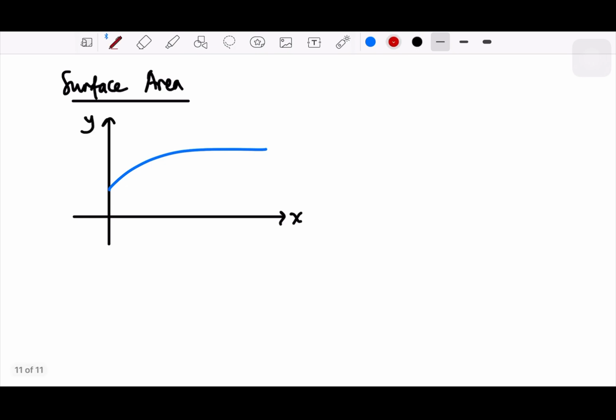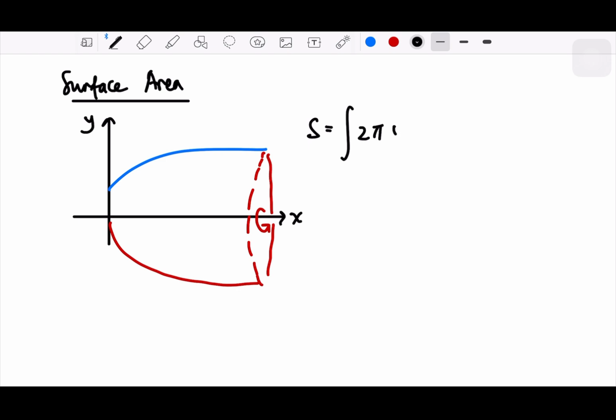So if you have just a random function, and you want to rotate it about the x-axis, then you will have this, right? We already established in calculus 1 how to find the surface area. The surface area S is the integral of 2 pi y ds. ds means the arc length.